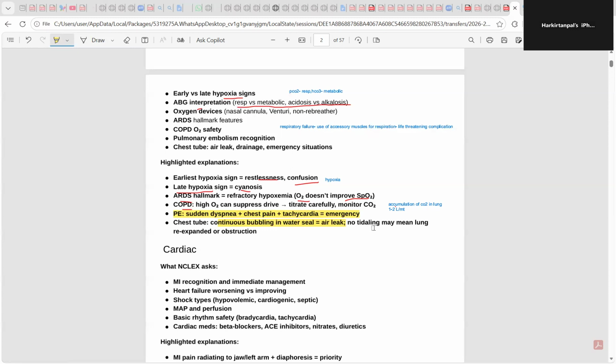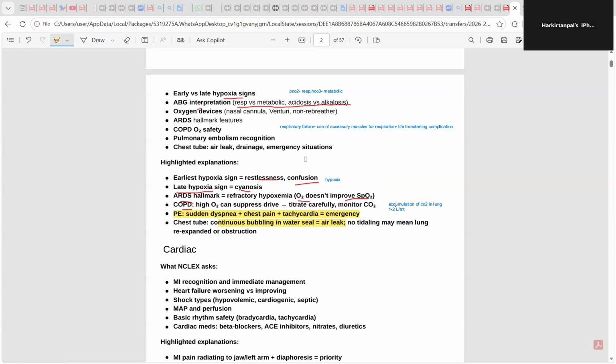Because you have to get two things. If there is no tidalling, two reasons are there: either the lung has re-expanded or there is an obstruction. So immediately after the ICD insertion, if there is no tidalling, it indicates some obstruction. But if after 2 to 3 days of the ICD insertion there is no tidalling, that indicates the lung has re-expanded well. Okay, understood?